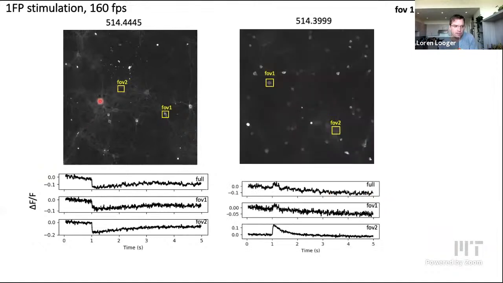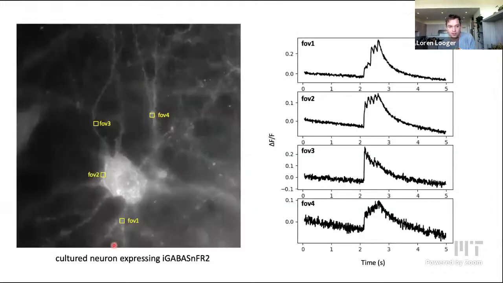We also have a negative-going iGABASnFR. We have these variants for a lot of things, but people are usually less interested in the ones that go down. You always want fluorescence to go up. But for GABA sniffer, this might be useful for disinhibition, to see a release of GABA, and then you would get a signal increase.